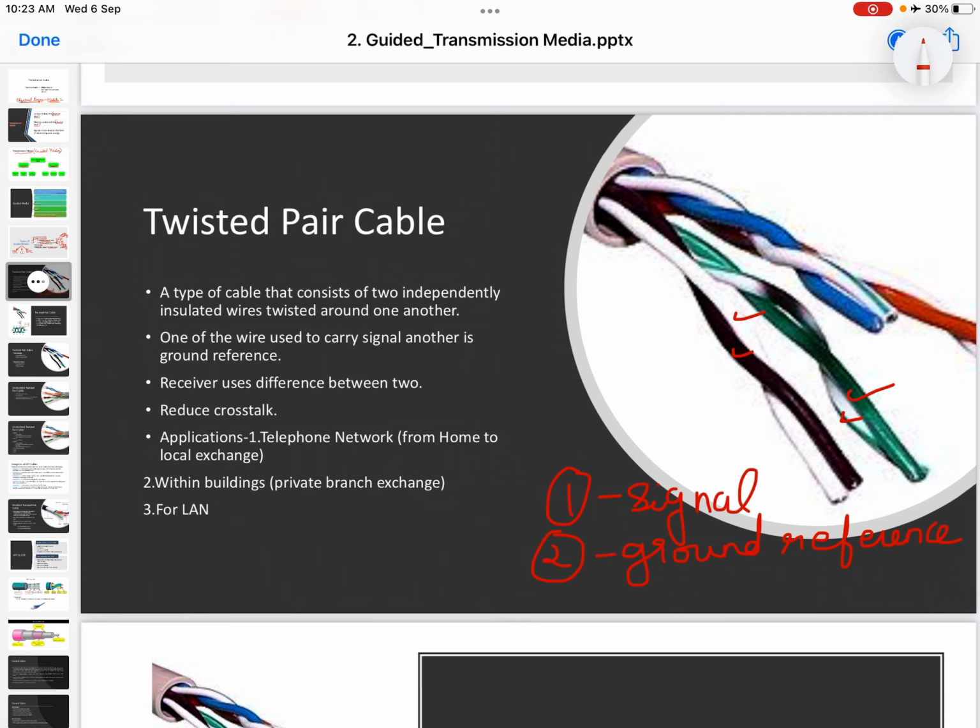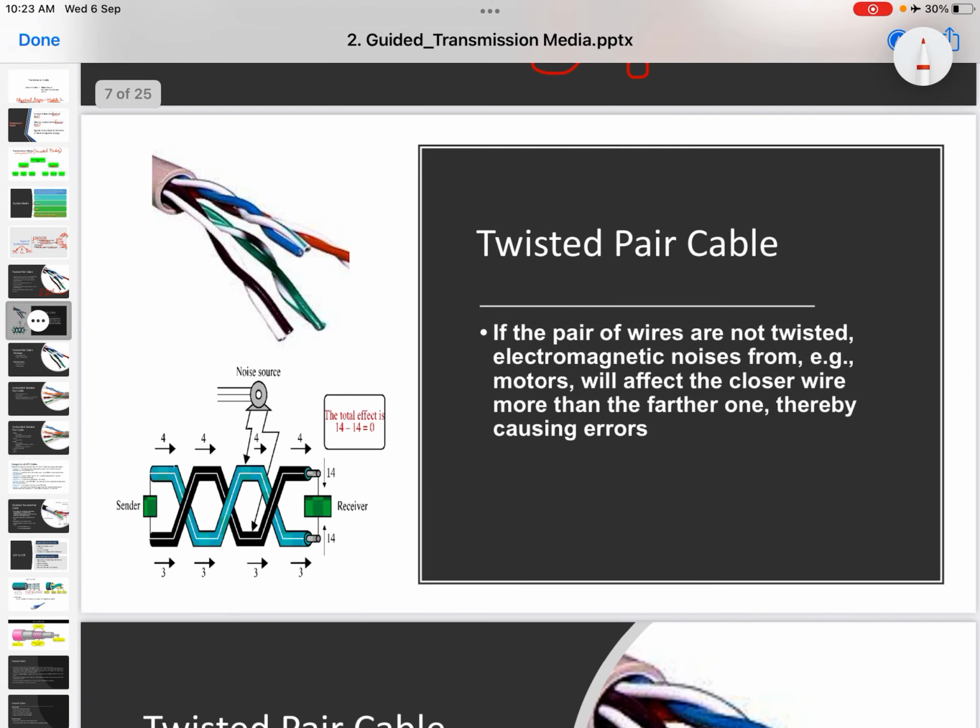What are the applications of twisted pair cables? Telephone network from home to local exchange, within buildings, private branch exchange, and LAN. If the pair of wires are not twisted, electromagnetic noise, for example from motors, will affect the closer wire more than the farther wire, thereby causing an error. So if the pairs are not twisted properly, it will cause an error.